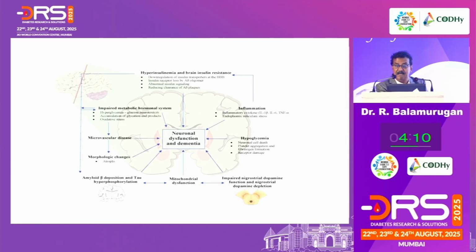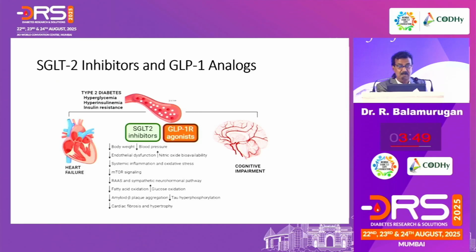Again, looking at hypoglycemia, neuronal cell death, platelet aggregation, fibrinogen formation, and receptor damage can lead to neuronal dysfunction and dementia. Again, inflammation can also be responsible, and impaired nigrostriatal dopamine function and nigrostriatal dopamine depletion can also lead to neuronal dysfunction.